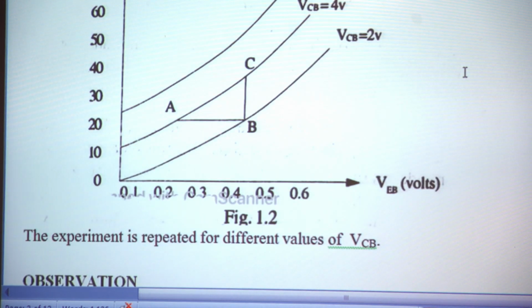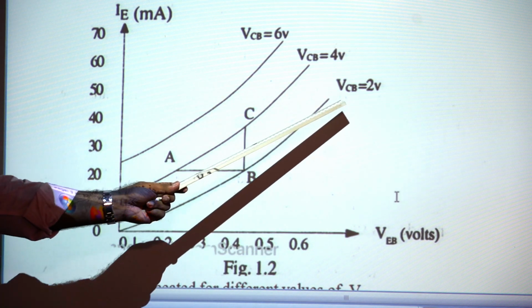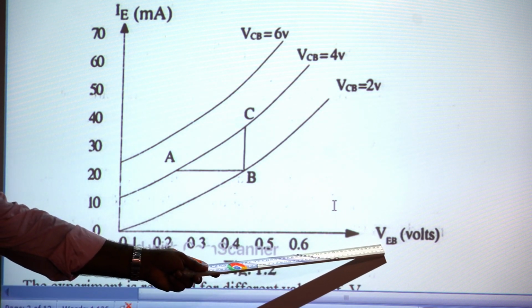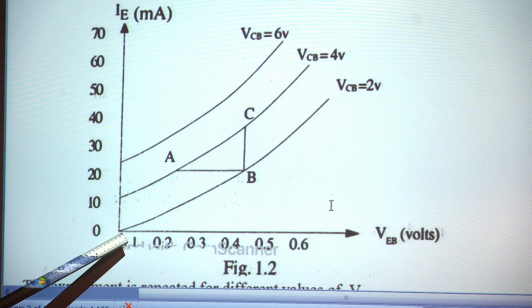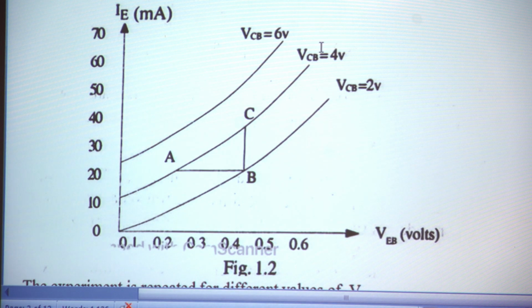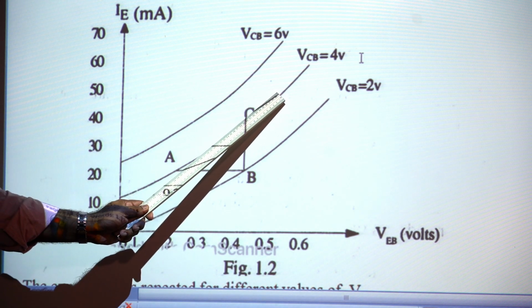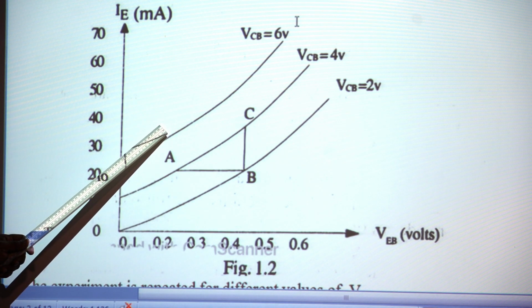Then if you are plotting a graph, we are getting a graph like this. When VCB is 2 volt, we are plotting a graph between VEB along the x-axis and the value of IE along the y-axis. So we are getting a curve like this, the first one, the lower curve. When the graph is plotted for another value of VCB, that is when VCB is 4 volt, again the value of VEB and IE is plotted, that is the second curve. Then for another value of VCB, that is 6 volt, the graph is again plotted, that is the third one.